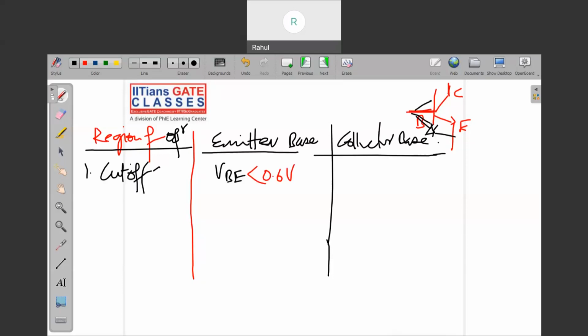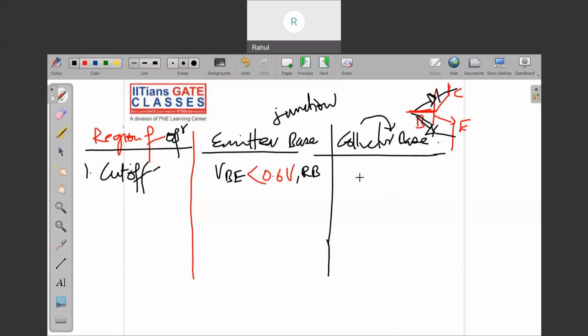There is a diode connected here, and there is a diode connected here, right? In order to conduct this transistor, this diode should be on, and it will be on when you provide 0.6 or 0.7 volts, otherwise it will be reverse biased. So this transistor will be open. So your emitter base junction is reverse biased, and the collector base junction as well.